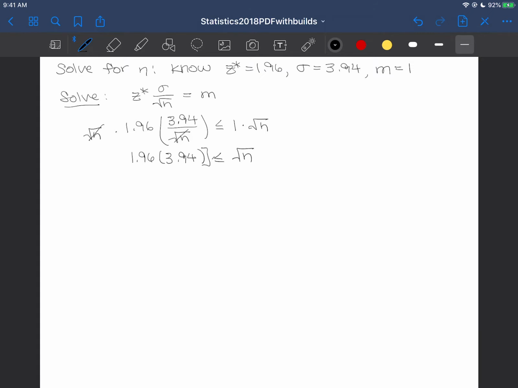How do I get rid of square roots? I square both sides. So on the right I have n, and on the left I have 1.96 times 3.94 quantity squared. So make sure you use parentheses there and plug that into your calculator. I get 59.635 is less than or equal to n. Now n is my sample size, and so n has to be an integer. So we're always going to round up to the next integer. Regardless of what this decimal is, I always need to go up to the next integer.